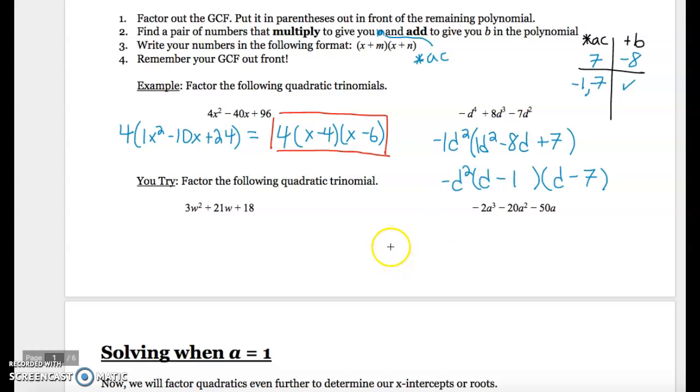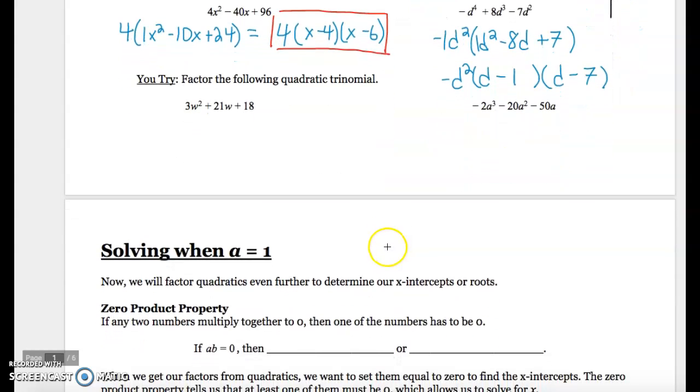Awesome. All right, go ahead and try this next one. So factor the following quadratic trinomial. You can pause right here and go ahead and try. And now we'll go ahead and continue.